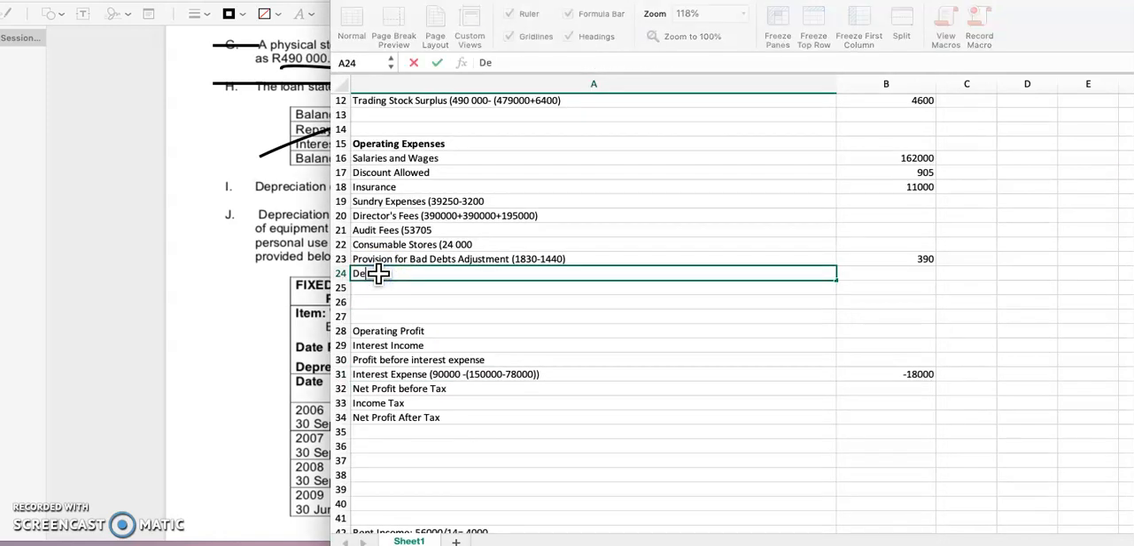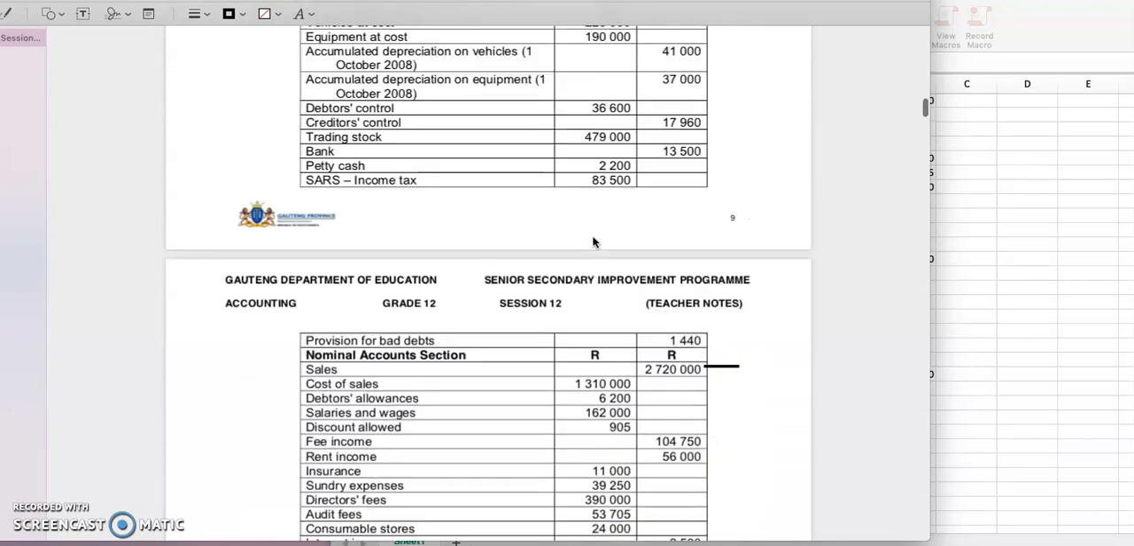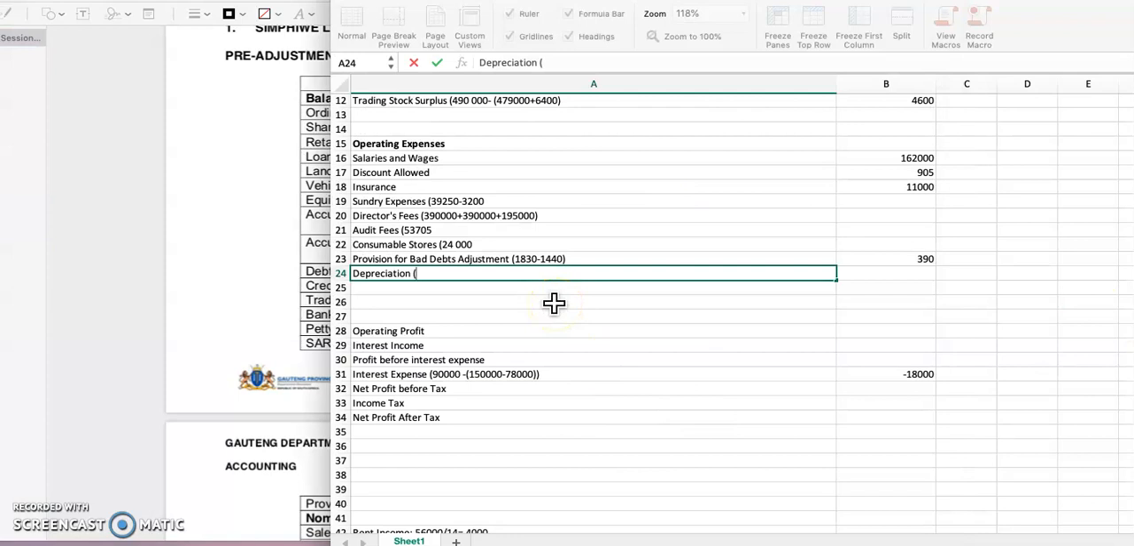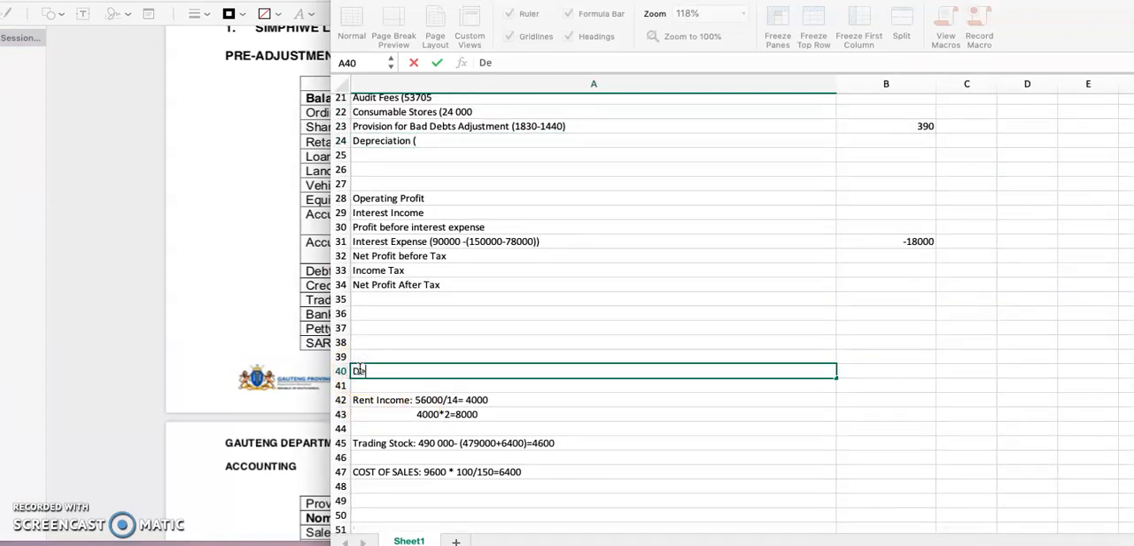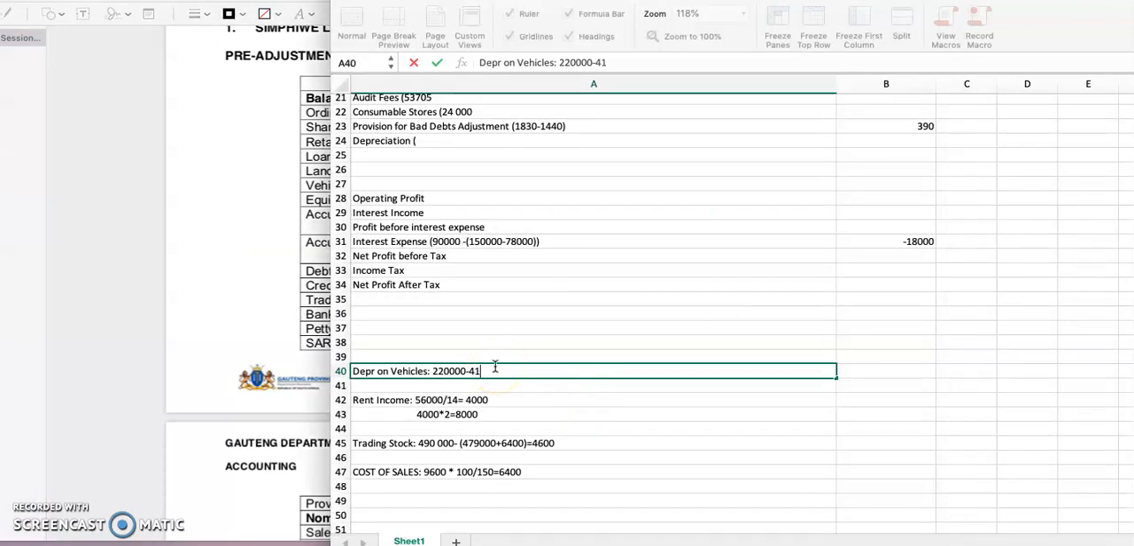So we know that depreciation is an expense, so we're going to write it right there. We're going to calculate depreciation on vehicles first. So far we have 220,000. That's the cost. So let me calculate it separately for you. This is depreciation on vehicles. We have 220,000, and we are going to subtract the accumulated depreciation because it's on the diminishing balance method. That's 41,000. We then get 179,000. Because we are using the diminishing balance method, we're going to use this amount.